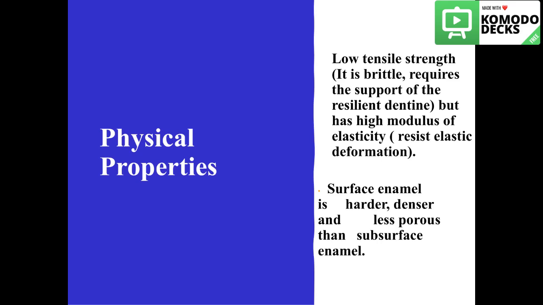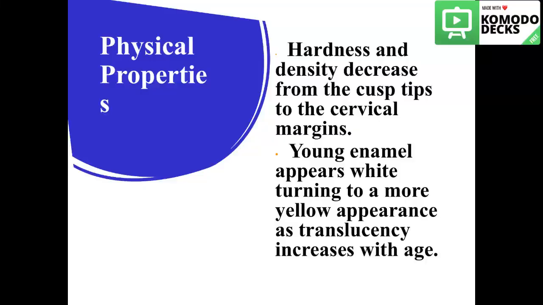The surface enamel is harder, denser, and less porous than subsurface enamel. Why? We will come to that in the histology section of this lecture. The hardness and density decrease from the cusp tips to the cervical margins. Young enamel appears white, turning to a more yellow appearance as translucency increases with age.